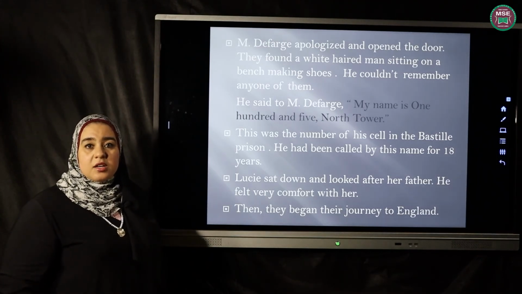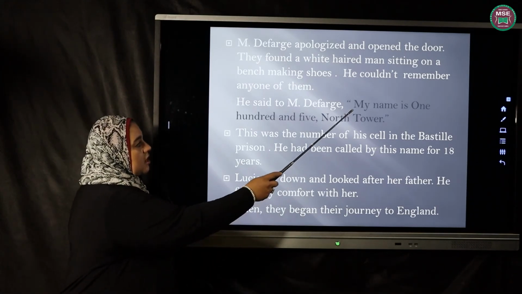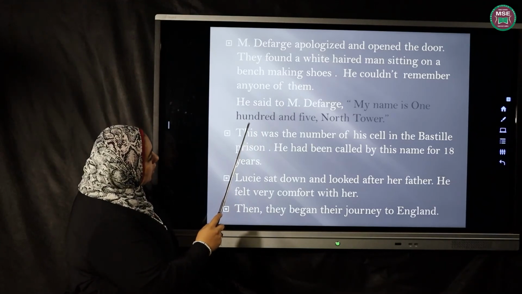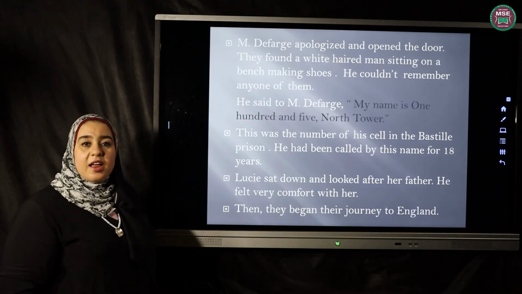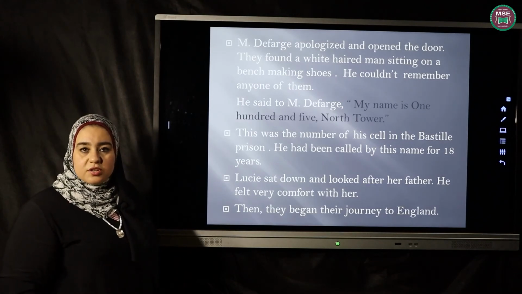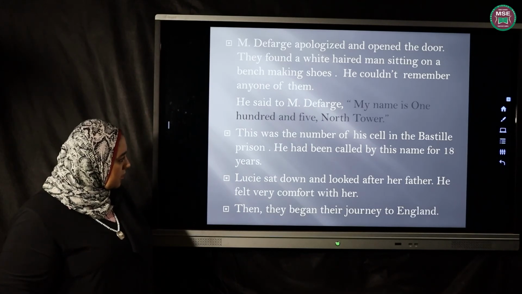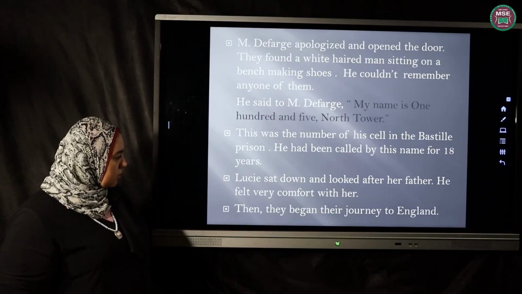Anyone who asked him about his name, his answer was, "My name is 105 North Tower." This is the number of his cell and his name for 18 years in prison. This was the number of his cell in the Bastille prison. He had been called by this name for 18 years.